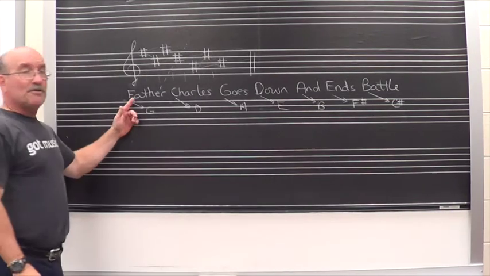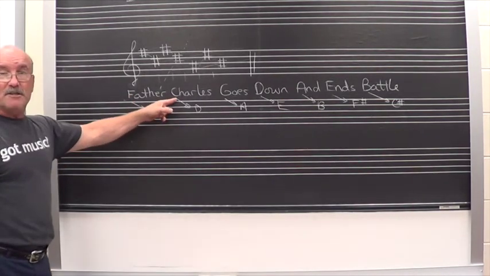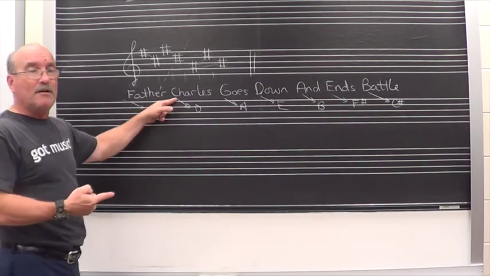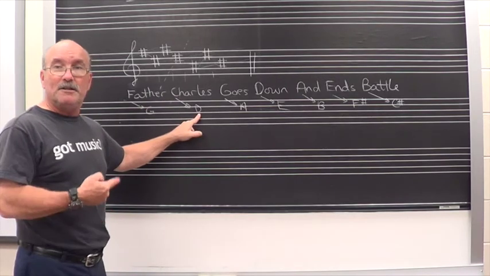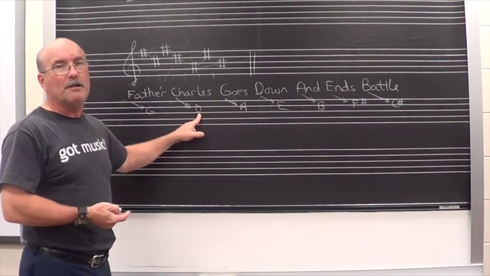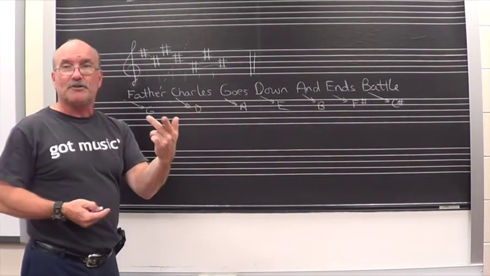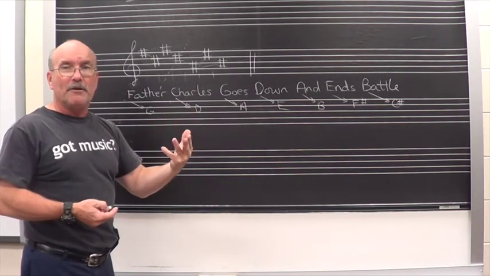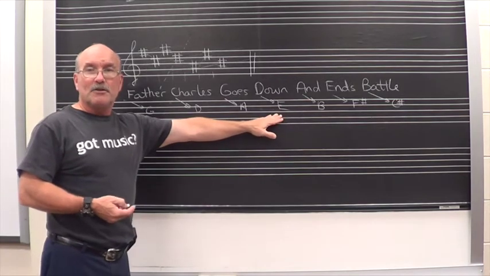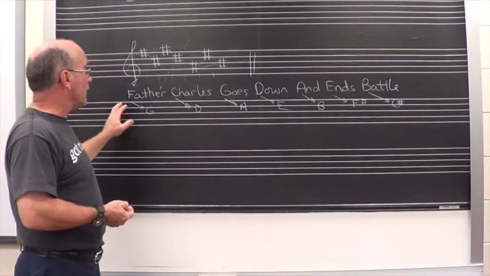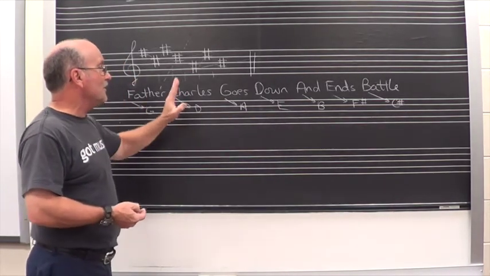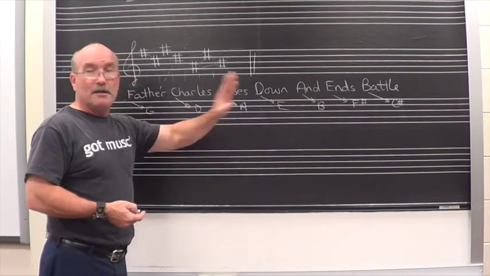So all you have to do is remember that the last sharp in the key signature is the 7th note of the scale. Therefore, the 8th note is going to be the name of the scale, the name of the key. So if I have 4 sharps and the last sharp is D sharp, Father Charles goes down. One note above D is E. I'm in E major. So I'm playing the E major scale, and the E major scale has 4 sharps: F, C, G, and D.